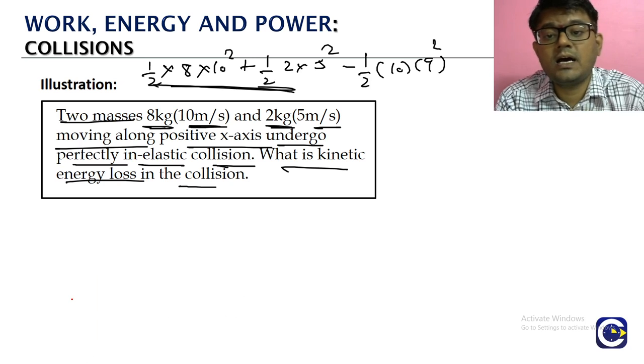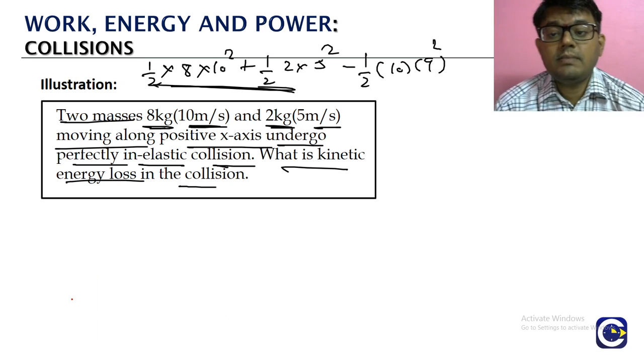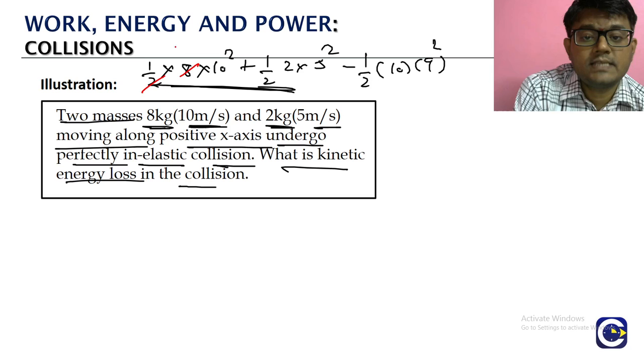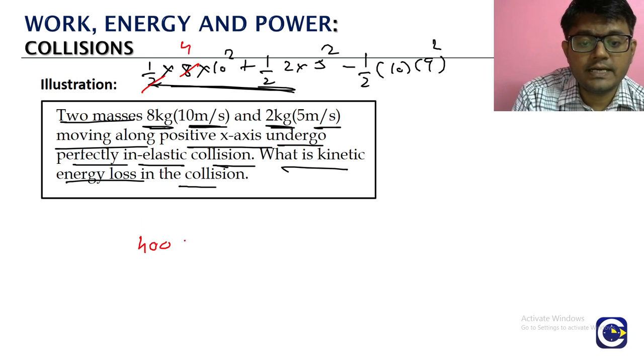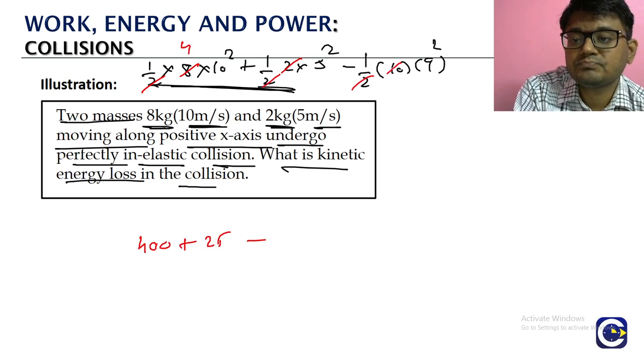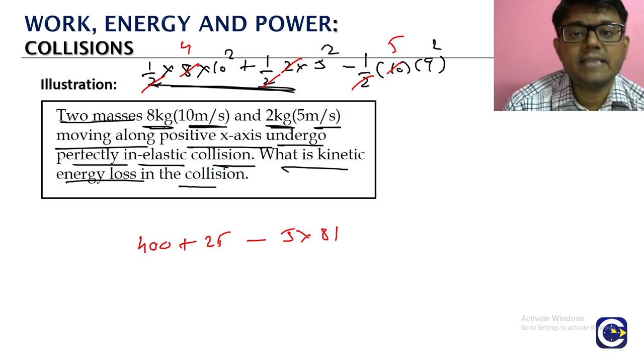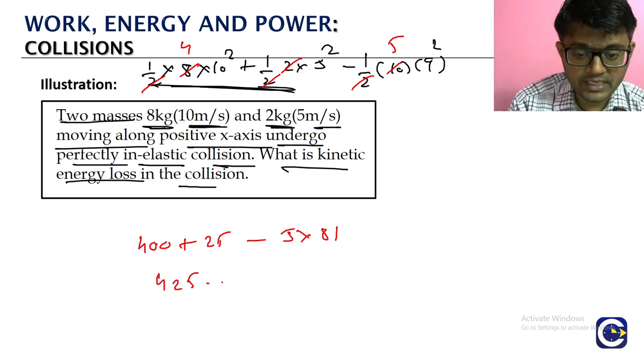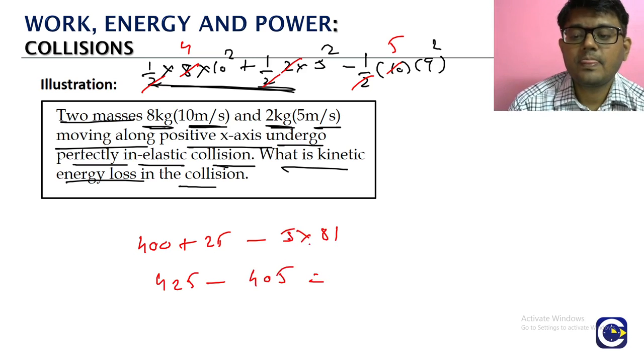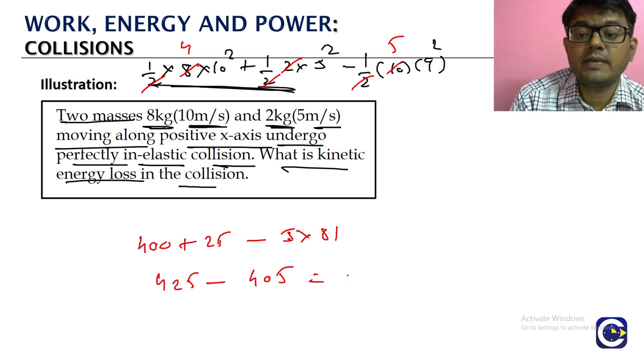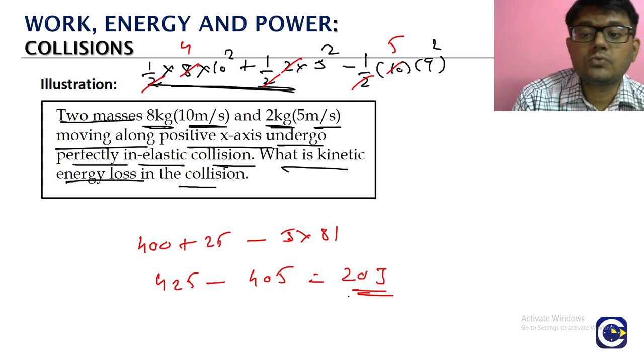If you try to remember the formula, there may be a chance of making a mistake. Here, half into 8 is 4, so 4 into 10 square is 400, plus 2 cancels out, 5 square is 25, minus 5 into 9 square, which is 81, so 81 into 5 is 405. So we get 425 minus 405, which is 20.